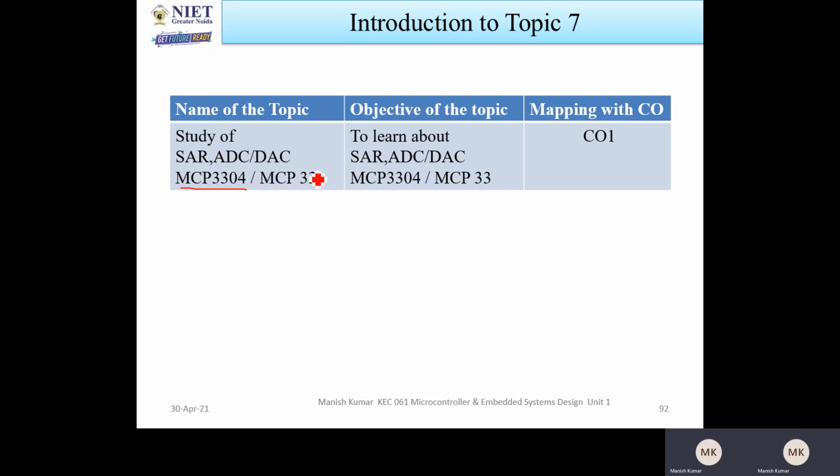Since it belongs to the MCP33 family, that's why it is MCP33. There are so many variants available, that is MCP3302, MCP3304, and also in 4 there are two categories, that is grade B and grade C.